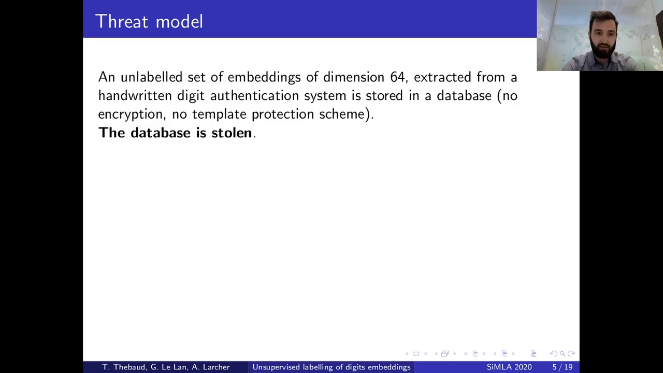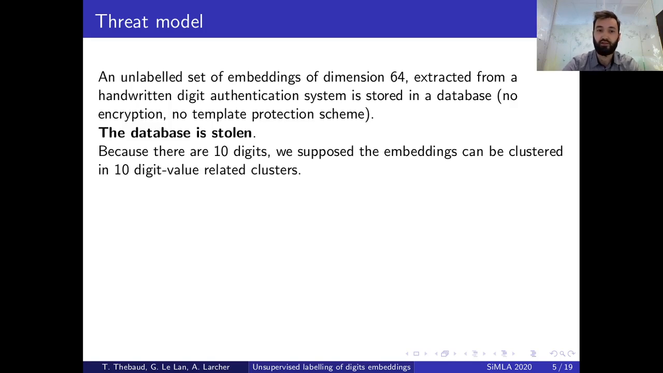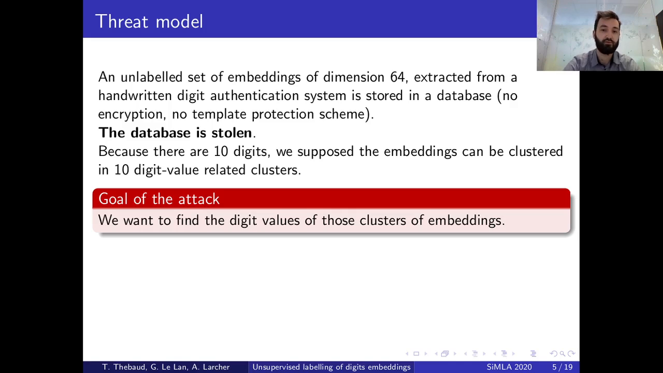So let's detail a bit our threat model. Let's say an unlabeled set of embeddings of dimension 64, extracted from a handwritten digit authentication system, is stored in a database. No encryption, no template protection scheme. Let's say this database is stolen. What could we do with it? There are 10 digits. It's a digit authentication system, so we suppose the embeddings can be clustered in 10 digit value related clusters. And if we can cluster them, we could guess the value of those clusters of embeddings. And this is the goal of our attack. Here we want to find the digit values of the clusters of embeddings.